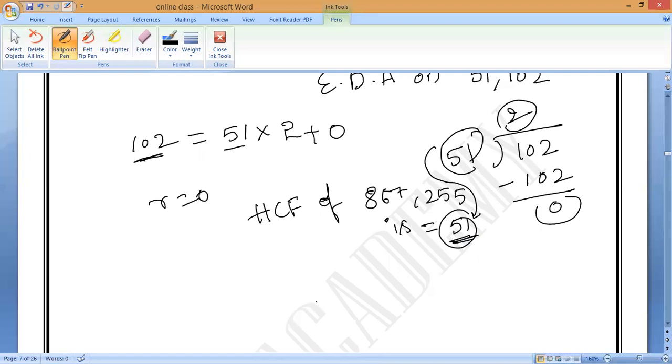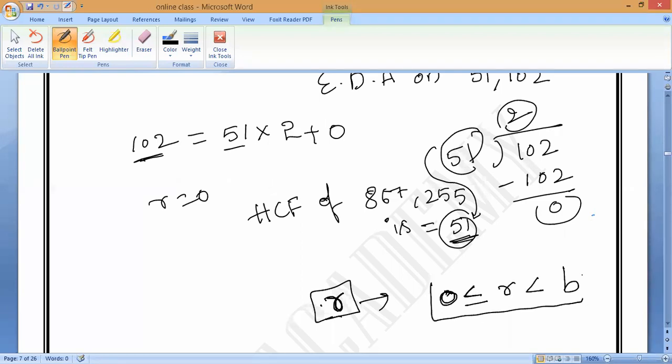Here, one MCQ question is: what is the range of r? R should be less than b, correct or not? R is between 0 and b, always greater than or equal to 0 and less than b. This is one MCQ question. Do you understand this one?